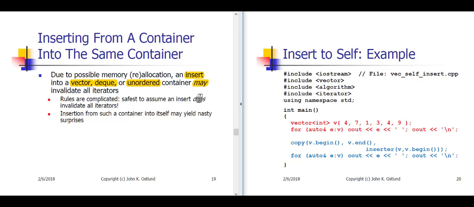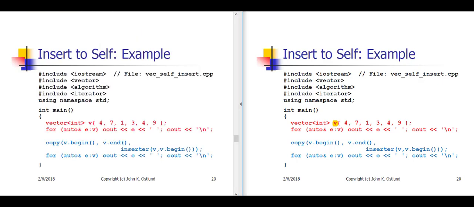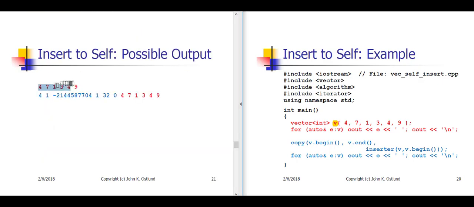In fact, you really need to assume that any insertion that you do into a vector, deque, or unordered container does invalidate all of these iterators. Here on slide 20, I have an illustration of what problem we can run into. For example, we're declaring and initializing V as a vector of int containing 471349, and when we display that on slide 21, we simply have 471349.